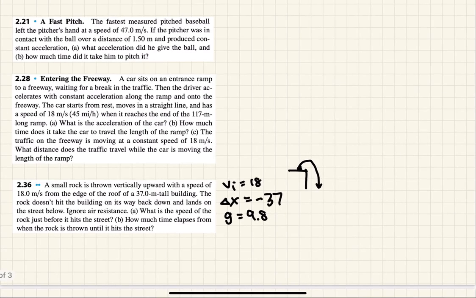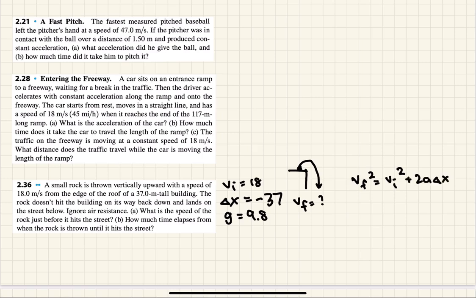Okay, what do we want to find? What is the speed of the rock just before it hits the street? So we want V final. We do not care about time interval in this case. Well, that is for now. And so what equation doesn't have time? Well, that's going to be V final squared is equal to V initial squared plus 2a delta x.